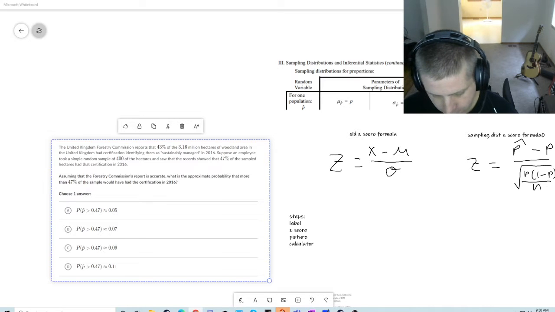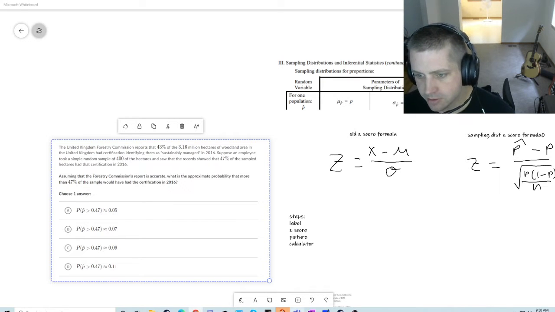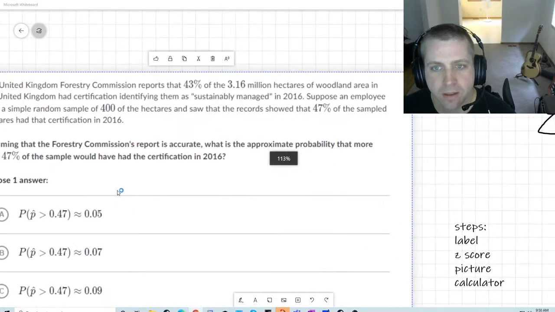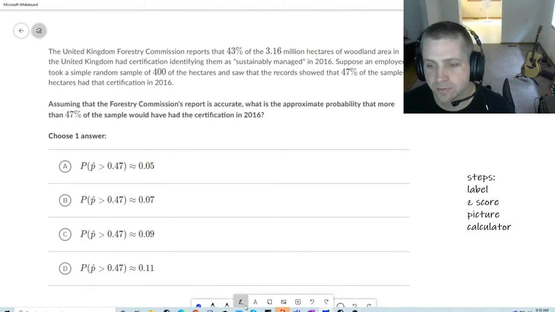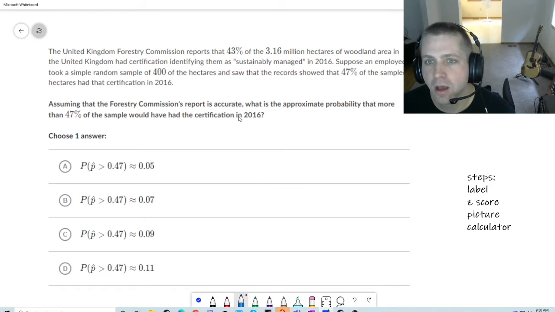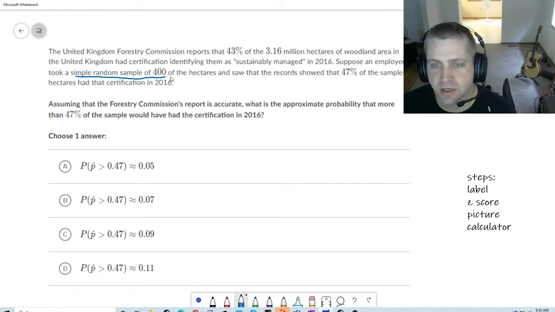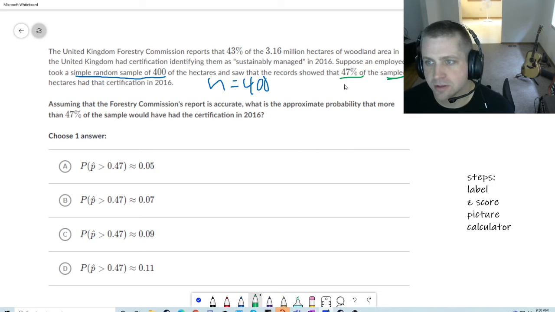I'm gonna pull up some team stuff here. All right. So we've got the United Kingdom Forestry Commission. I'm gonna label my 4 important things. My little n is my sample size, so that's 400. 47% of the sample, that tells me that's my sample proportion, so that's my p hat. It's 0.47.